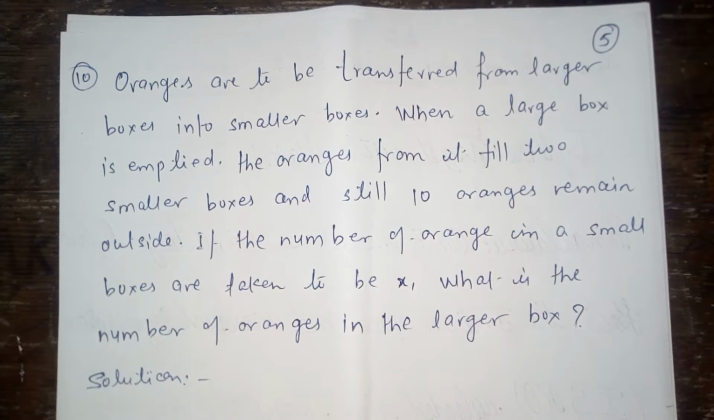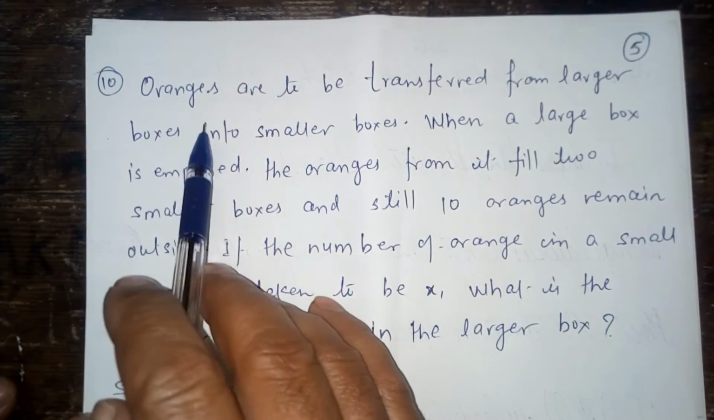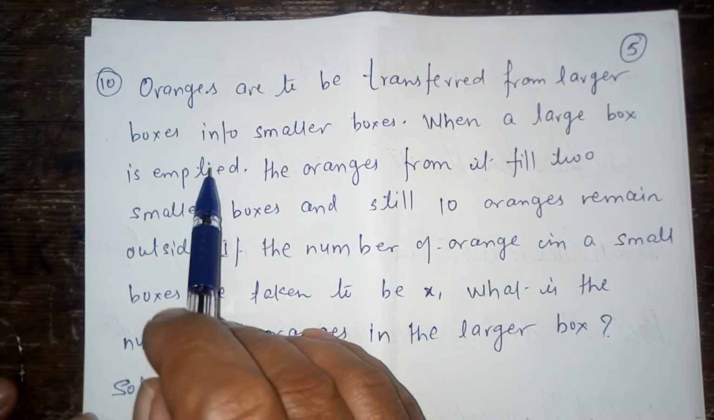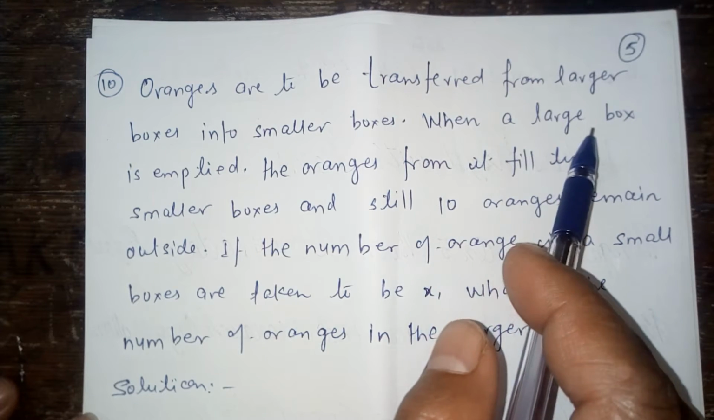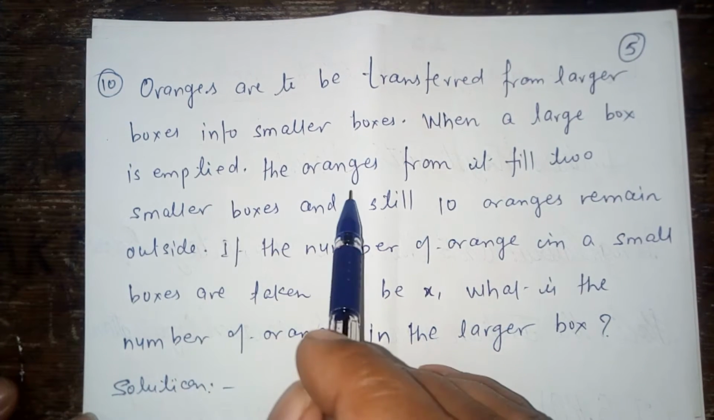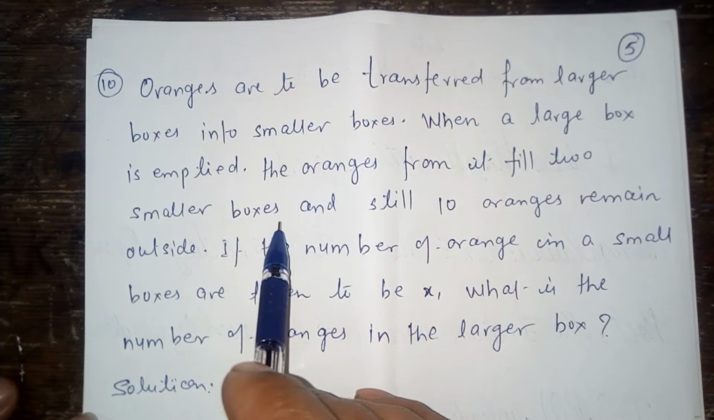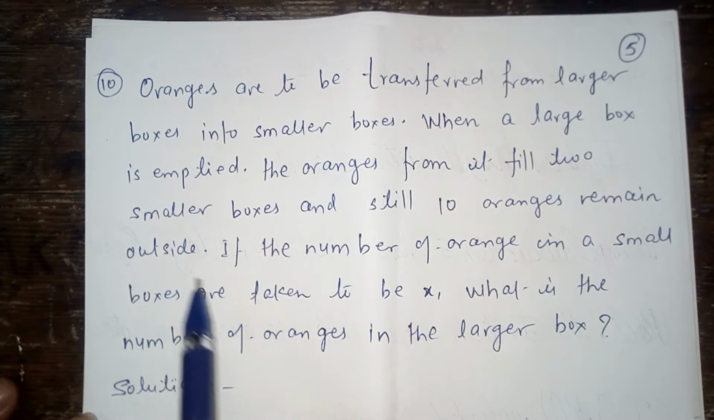Now today we will discuss some problems. All these questions depend on your book from chapter 11. Okay? My dear students, your question is: oranges are to be transferred from larger boxes into smaller boxes. When a larger box is emptied, the oranges from it fill two smaller boxes, and still 10 oranges remain outside.